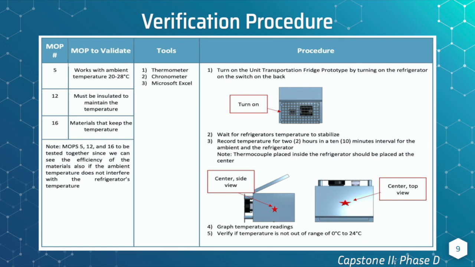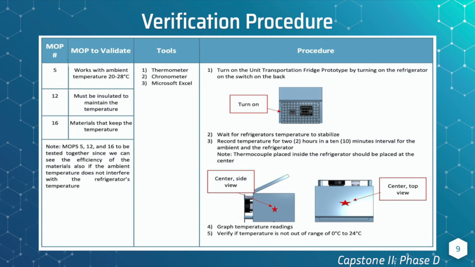Also a note, the thermocouple placed inside the refrigerator should be placed at the center. We have an image with the placement of the refrigerator and the thermocouple, and we graph the temperature reading, and we must verify that the temperature is not out of range.